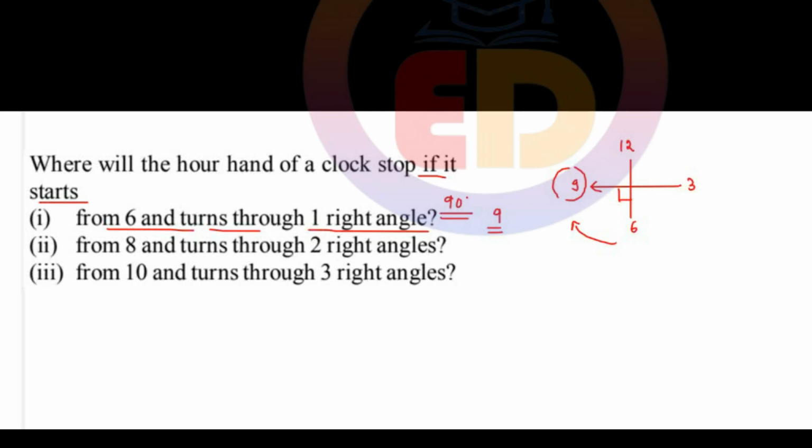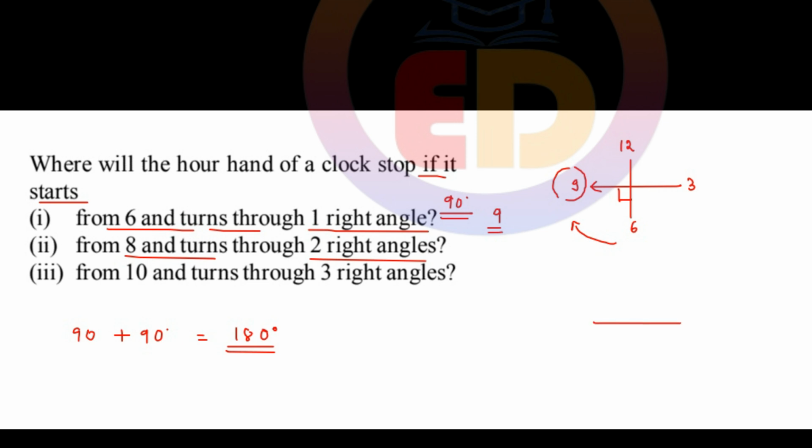Moving on to the question number 2. If the hand of a clock is at 8 and turns two right angles. Two right angles means 2 times 90 degree. So 90 plus 90, 180 degree. So remember, a 180 degree is exactly opposite direction or exactly at opposite place. This is at 8 p.m.